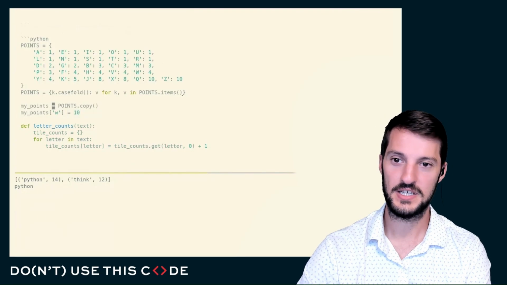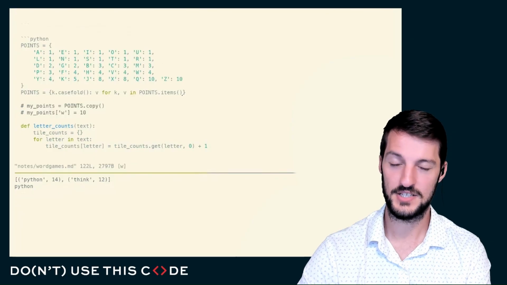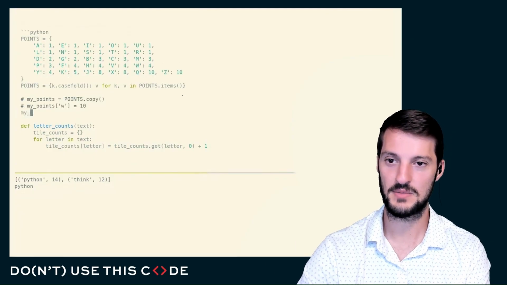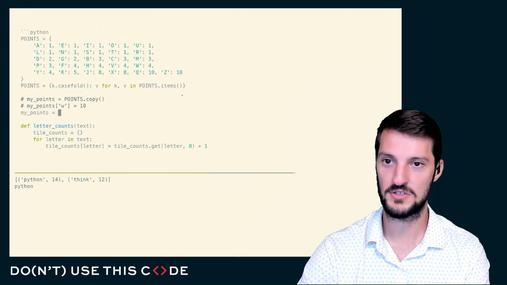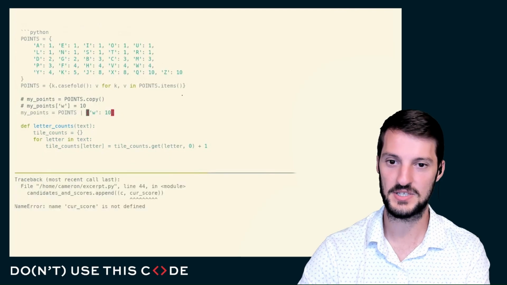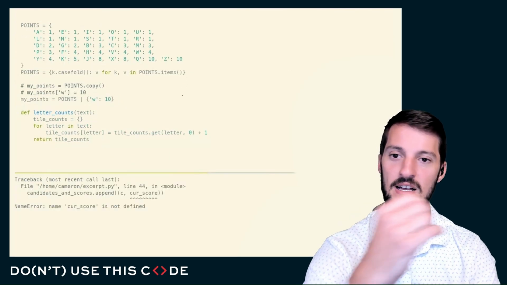Alternatively, I could use the new dictionary merge operator. So I could do something like this. My points is equal to points, and then I'm going to merge in my replacements like this. This gives me a nice copy as well.